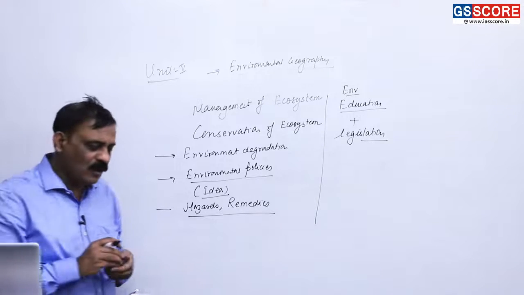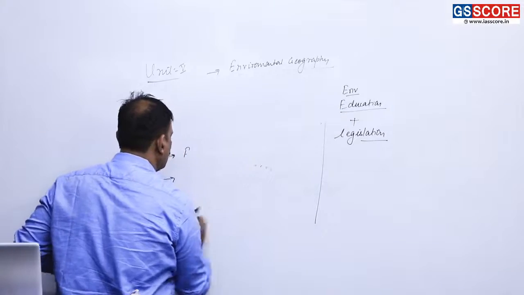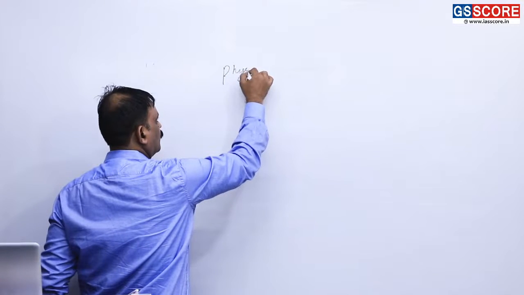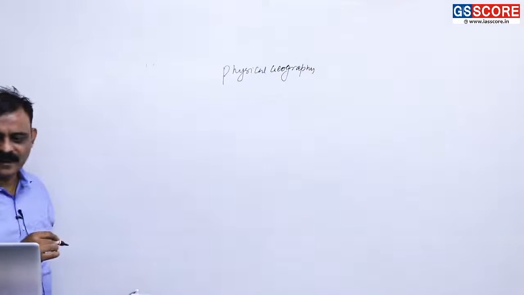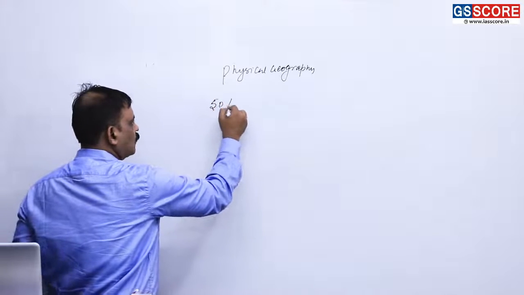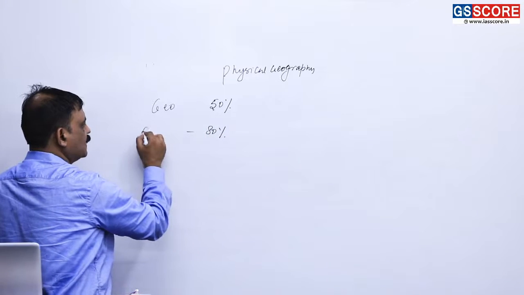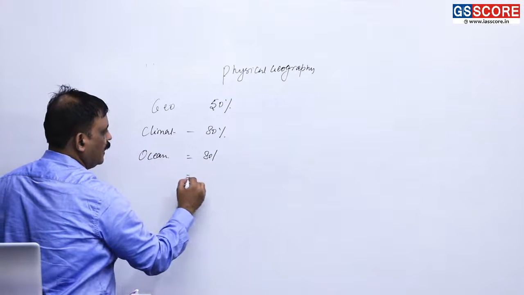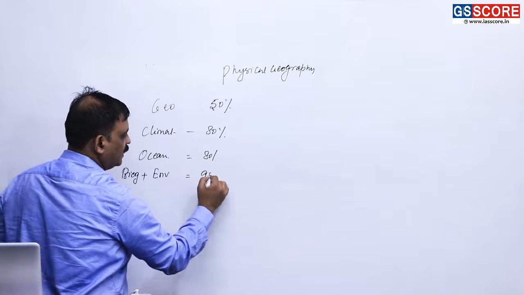Okay, so in all, if we look at how much part of your physical geography is related to general studies, can anyone tell me? Geomorphology is about 50%. Climatology is approximately 80-85%. Similarly, oceanography is 80%. And I must say that biogeography and environmental geography are approximately 95%.